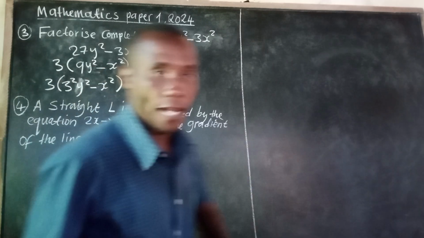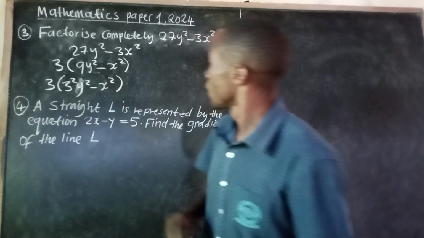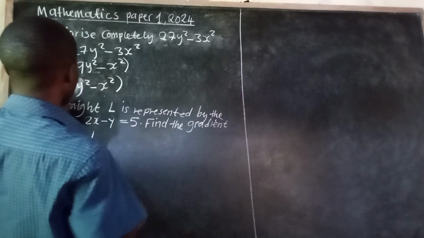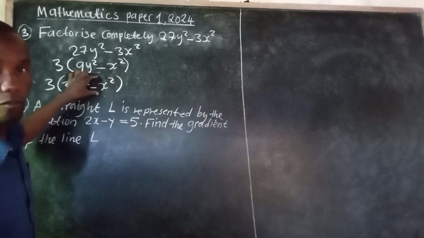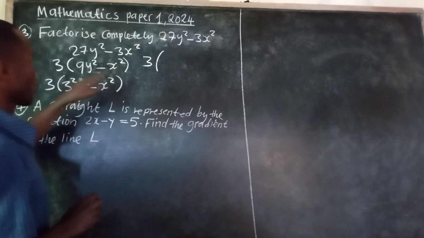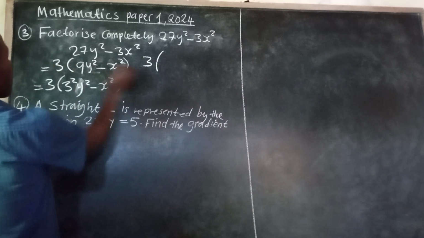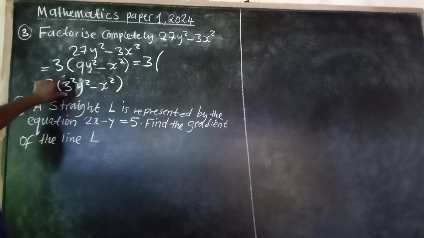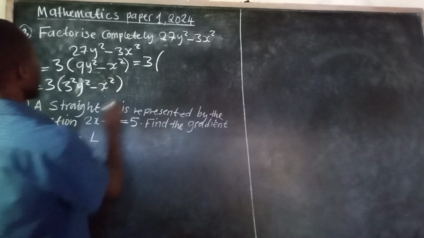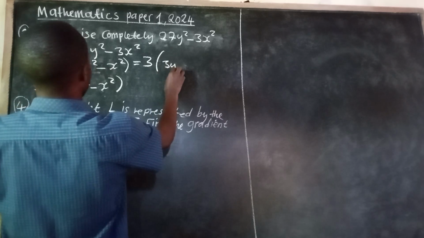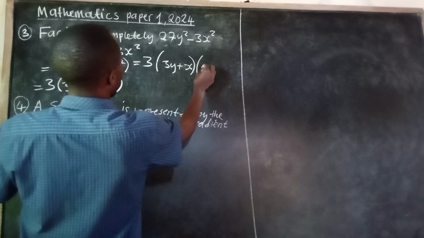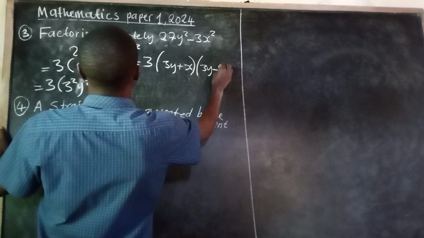In the next step, we have just written 9 in index form. When you look at the expression inside the brackets, these are a difference of 2 squares, which is very common. So we put the 3 outside as usual. Now we have 3y squared and x squared. So this can be written as 3y plus x, then we open again, 3y minus x.